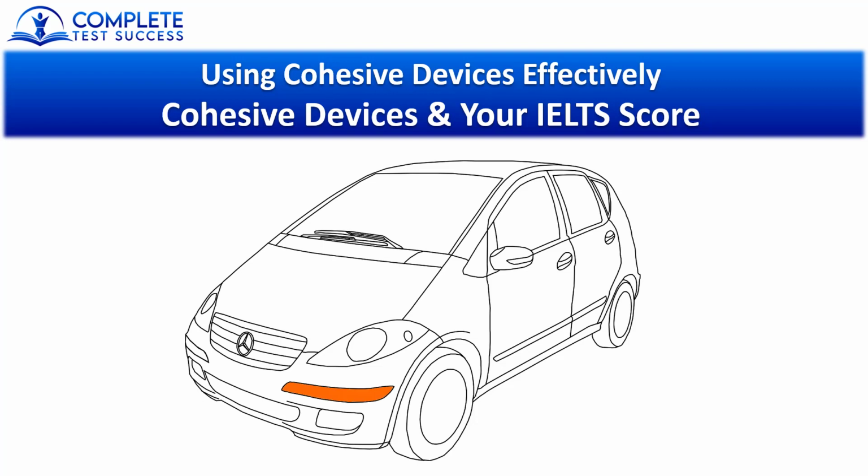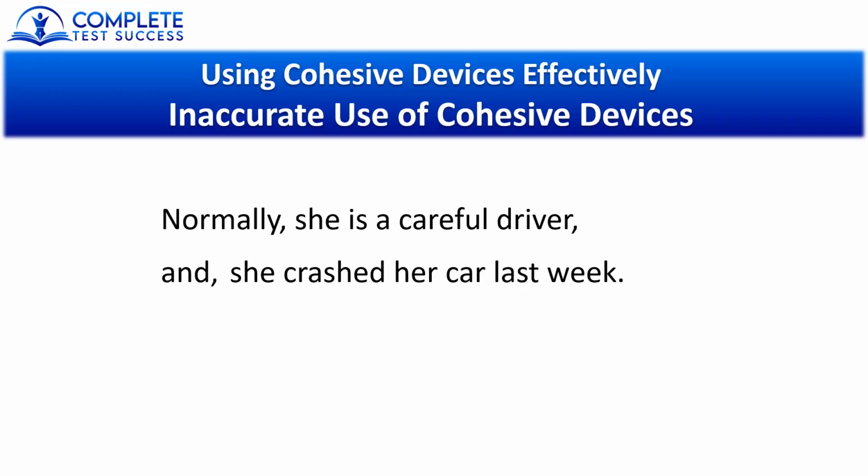So this might be that you're going to turn right, but you turn on the left indicator. So you're showing everybody that you're turning left. Everybody is expecting you to turn left, but suddenly you turn right. Once more, the people around you weren't expecting it, so they are confused, and again, this might cause an accident. So let's see what that might look like in an essay. Normally, she is a careful driver, and she crashed her car last week. Now here, the word "and" indicates that you're going to add more information about how she's a careful driver.